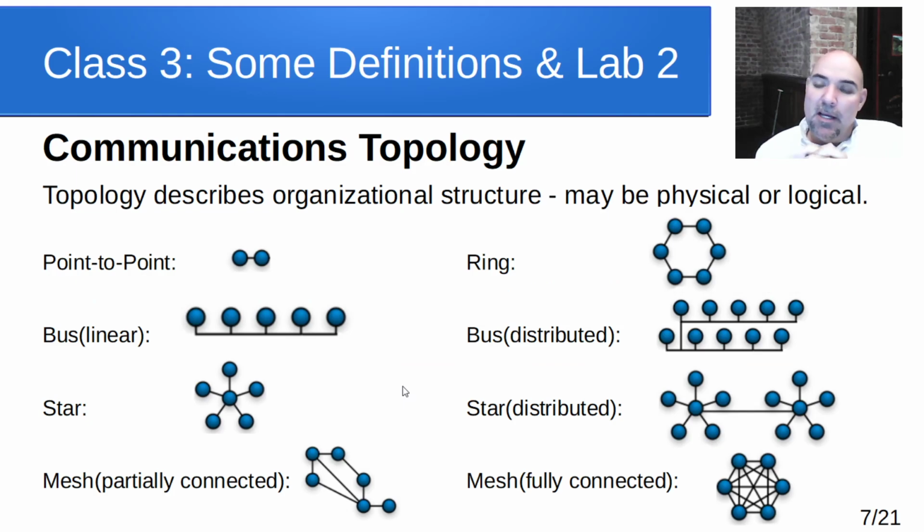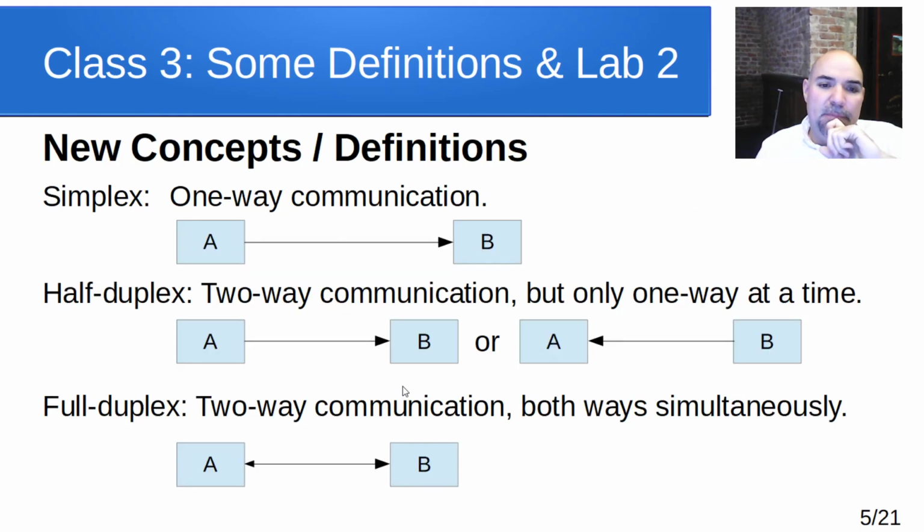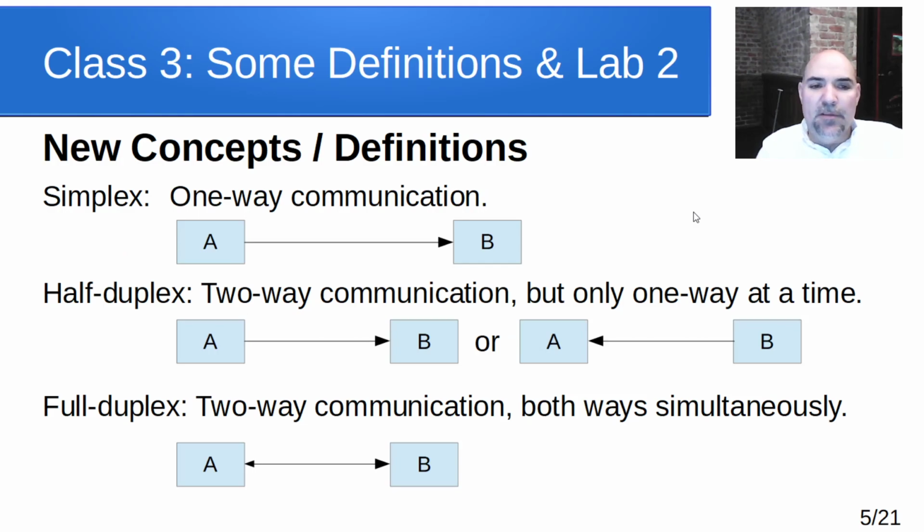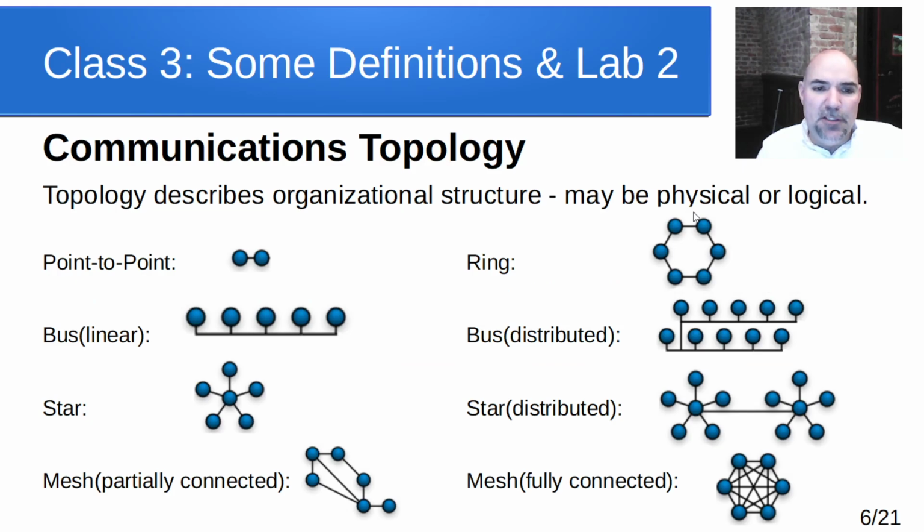Okay. A couple other things that I want to get in today is this concept of what's called topology. Topology describes kind of the structure, the organization of the communication. And that structure could be either physical, with how the wires are connected, or it could be logical, meaning how they're thought of in software or in a network or in addressing.